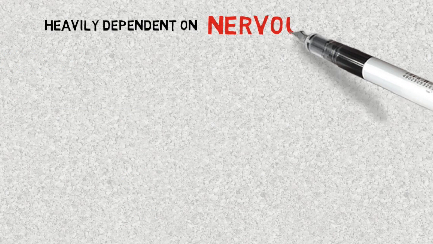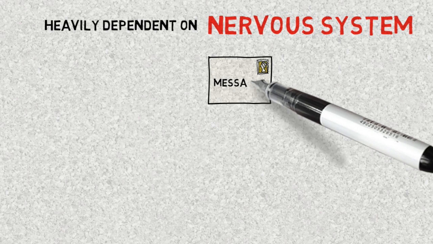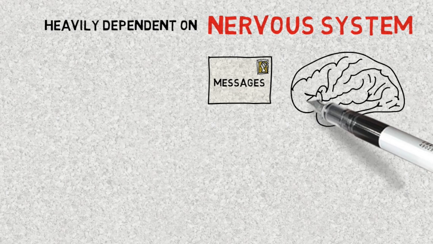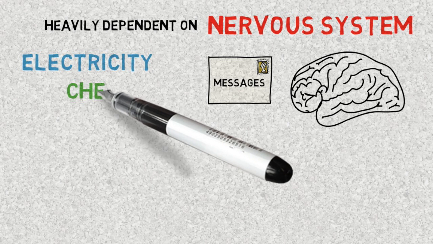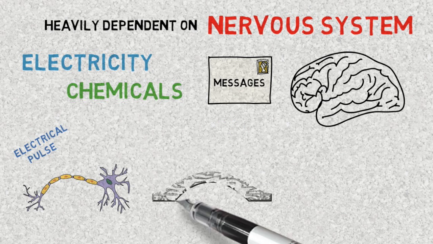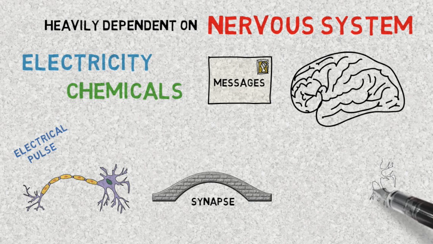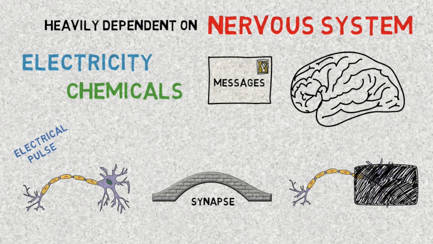Memory is heavily dependent on the nervous system and uses it to send information all across the brain to the different parts of the brain needed for memory. Memory is encoded and stored using the language of electricity and chemicals. Electrical pulses carry messages through neurons and across synapses as the chemical messengers known as neurotransmitters relay, amplify, and modulate signals between neurons and other cells.